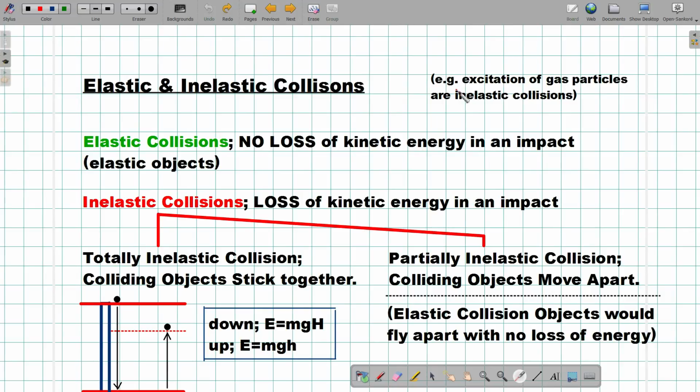A practical example is the excitation of gas particles. I'm sure you've been over it, I won't go into what it is, but if you know what it is, excitation of gas particles. When gas particles are excited, it's an inelastic collision because the particles bounce off one another, and they will be bouncing off with less energy because some of the energy has been lost to the surroundings, so their kinetic energy afterwards would be lower.